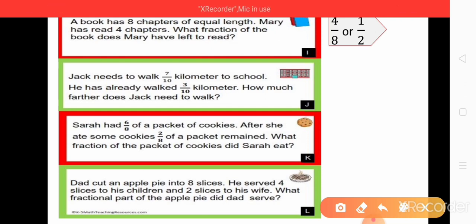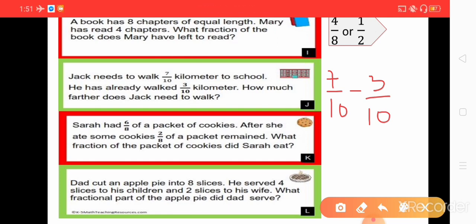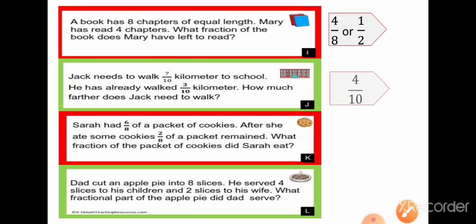Pero, ang nalakad niya pa lang ay 3 over 10. So, ilan pa ang kailangan niyang lakarin? I-minus lang natin siya. So, 7 over 10 minus 3 over 10. Since similar fraction, isubtract lang natin yung numerator. So, 7 minus 3 will give you 4. Then, the denominator is 10. So, the answer will be 4 over 10.